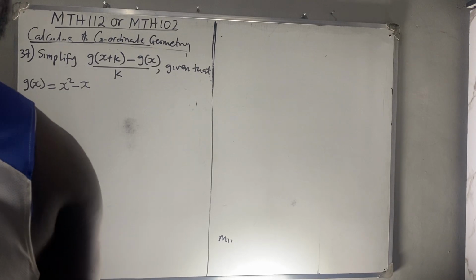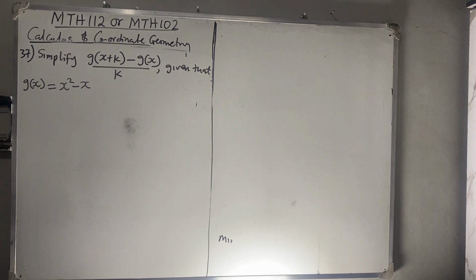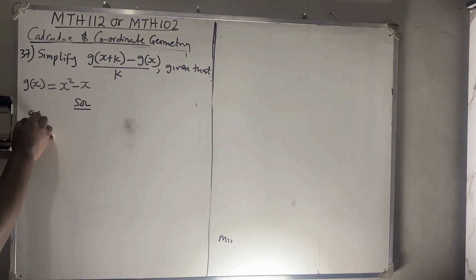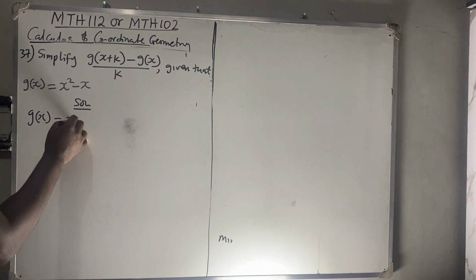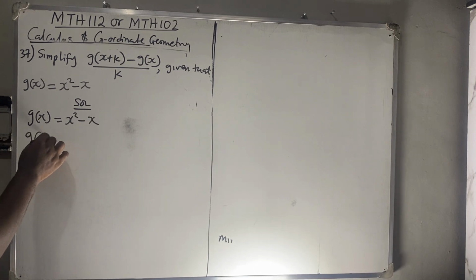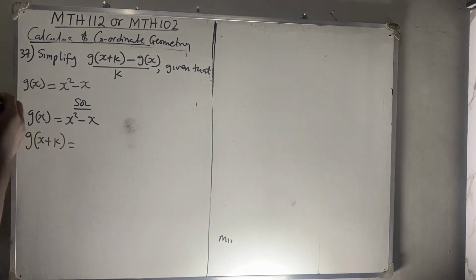We are asked to simplify g of x plus k minus g of x, all over k, given that g of x is equal to x squared minus x. Solution: we are given that g of x is equal to x squared minus x. So let's find g of x plus k, which is what? Anywhere you see x, just put x plus k.